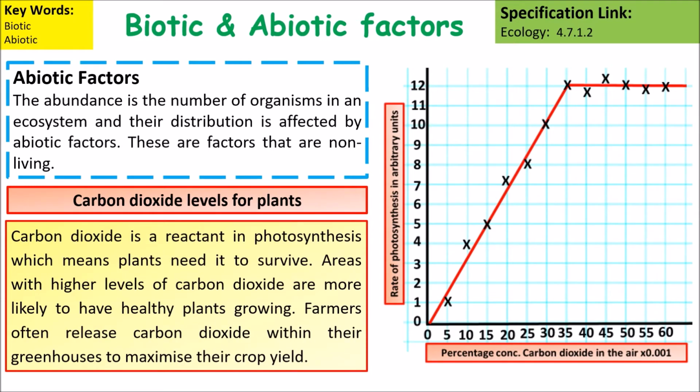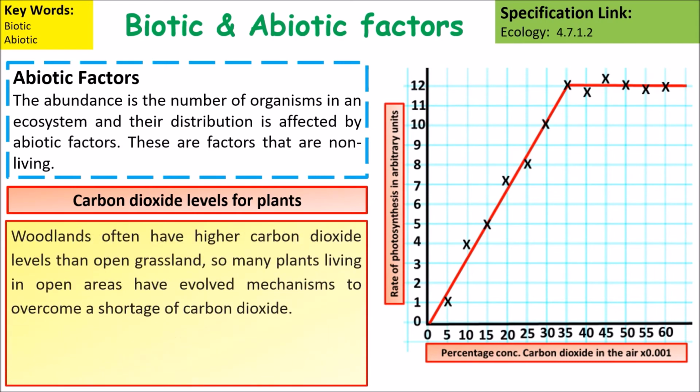Carbon dioxide levels, particularly important for plants. So carbon dioxide is the reactant involved in photosynthesis. So therefore, the higher the level of carbon dioxide, the greater the rate of photosynthesis would be. And the greater the rate of photosynthesis, the more the plant will grow. So woodlands often have higher carbon dioxide levels than open grassland, for instance. So many plants living in open areas have evolved mechanisms to overcome that shortage in carbon dioxide.